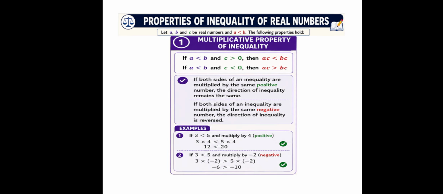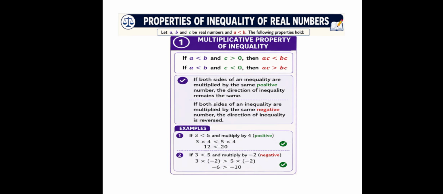Again we have three real numbers a, b and c. If a is less than b, means if the value of a is less than the value of b, and c is greater than 0, then ac is less than bc. Means if both sides of an inequality are multiplied by the same positive number, the direction of inequality remains the same. Now see, c is greater than 0 means that the value of c is positive.